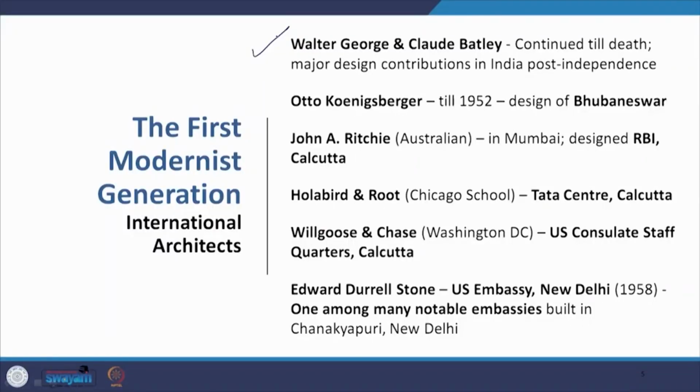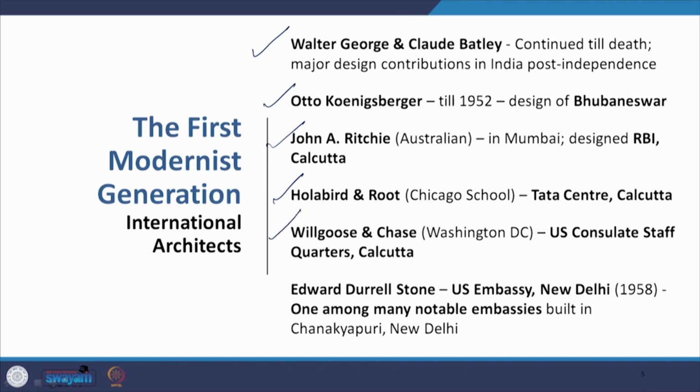Now this modernist generation of international architects, or rather let us go back even to pre-independence and then move to post-independence, we had seen the contribution of Walter Sykes George and Claude Batley, and their work continued till death post-independence. Then there was Otto Königsberger, we have seen his contribution also in the design of Bhubaneswar. There was John Ritchie, who was an Australian in Mumbai, who designed RBI Kolkata. Holabird and Root, who were a two-architect team from the Chicago School, designed the Tata Center in Kolkata.